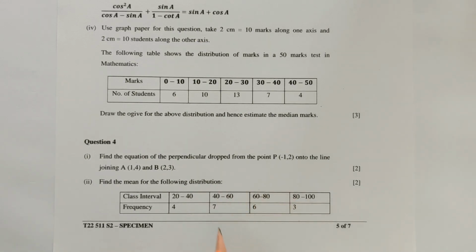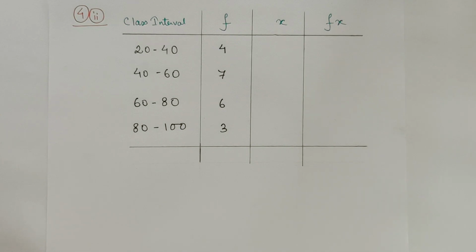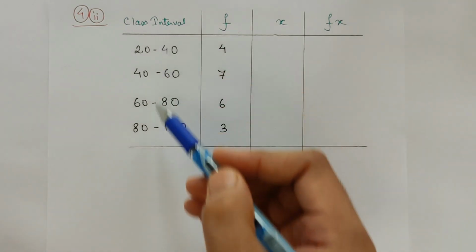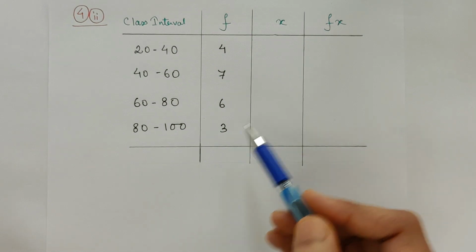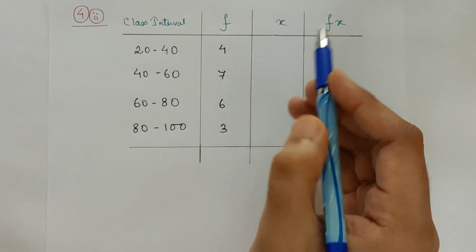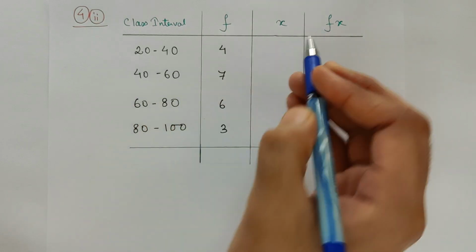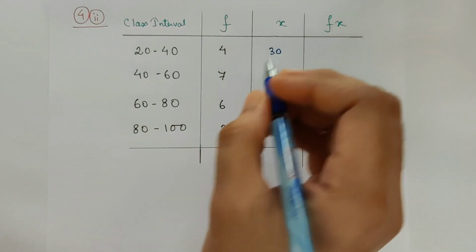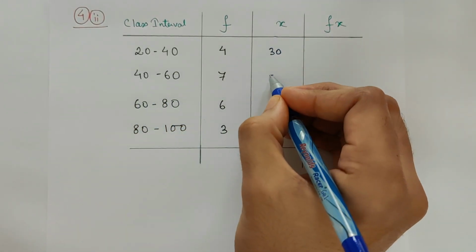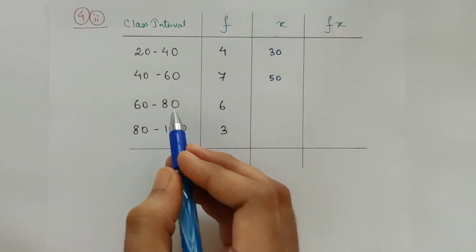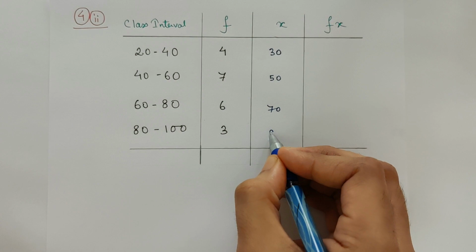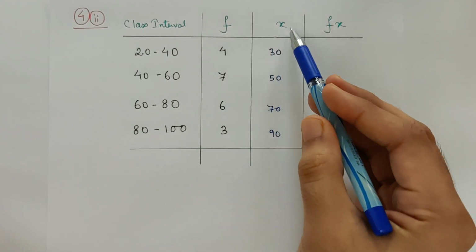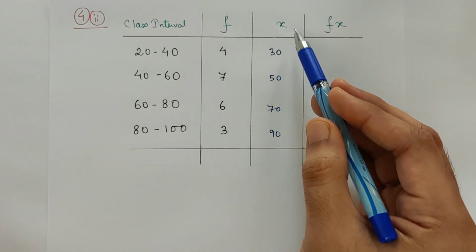The distribution is given over here. Let's find the mean. So guys, over here we have the distribution where the class interval is given and the frequency is given. First of all, we have to find the class mark, which is x. So for the first class interval, it will be 30. For 40 to 60, it will be 50. For 60 to 80, it will be 70. And for 80 to 100, it will be 90. So basically the class mark x is the midpoint.